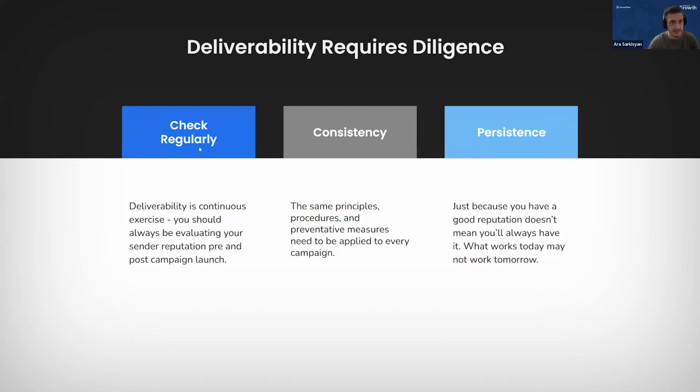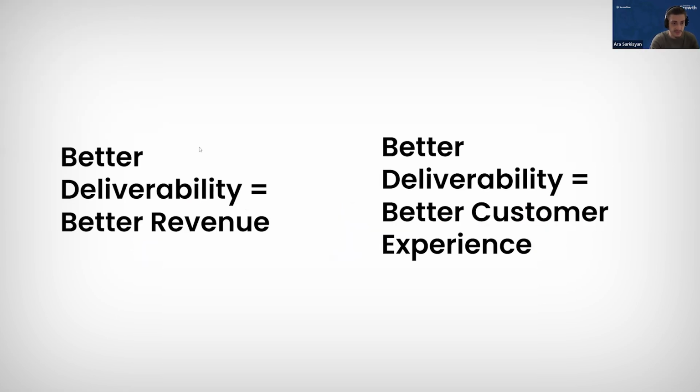And when we're sending, again, this is something that's going to require a lot of consistency, a lot of diligence. You're going to have to check regularly, check how your campaigns are doing, evaluate your reputation before you launch the campaign to kind of get a baseline understanding of what your overall performance is. Then you need to make sure that the same principles, procedures, and preventive measures that we're going through in this slide deck today are applied to every single campaign that you send. And persistence, just because you have a good reputation today, again, doesn't mean you're going to have it tomorrow. Going back to that ladder analogy, a simple mistake can really, really bring that down for you. And suddenly you may find yourself no longer landing in the inbox and, say, the promotions tab, or maybe even not even reaching the promotions tab and hitting spam. So very, very important to do this.